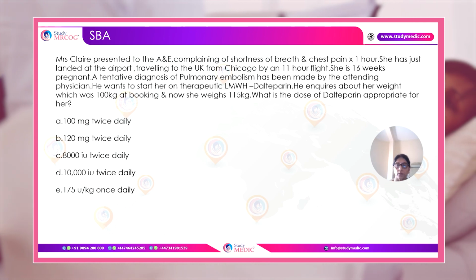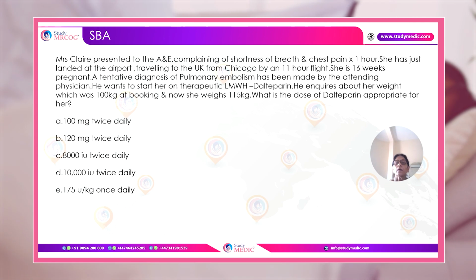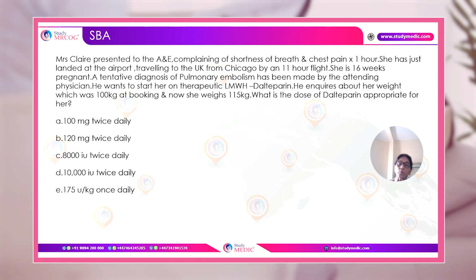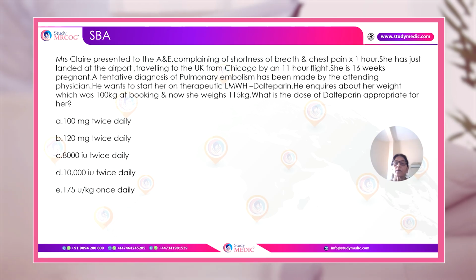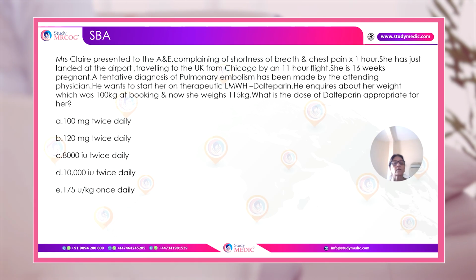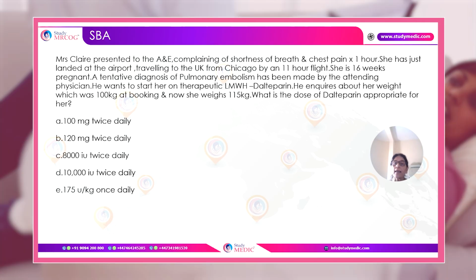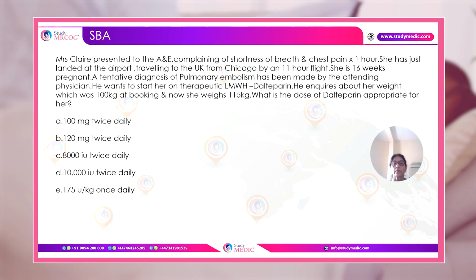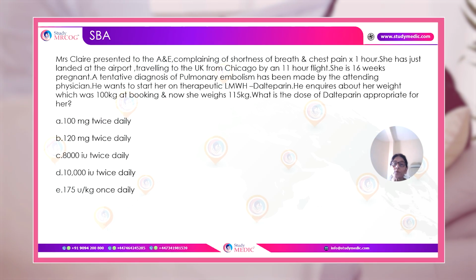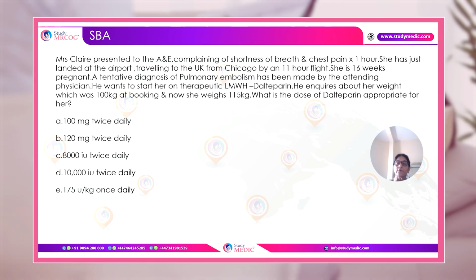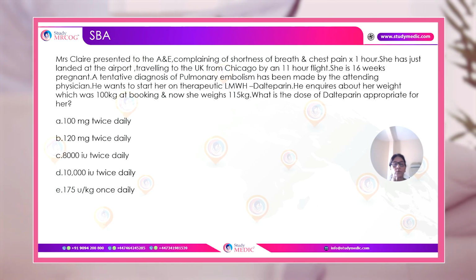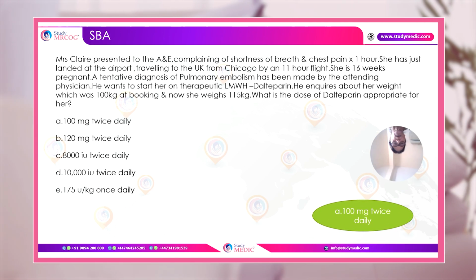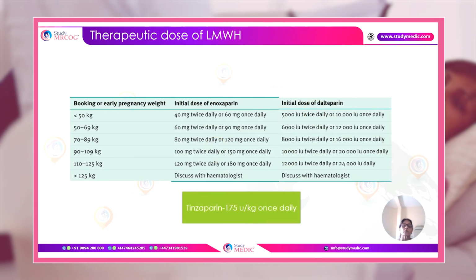So a woman who has presented with signs and symptoms of pulmonary embolism is weighing 100 kgs at booking. Now her weight is 115. So you will consider her weight as 100 kg and then calculate the dose, they have asked here the dose of dalteparin, and remember here now it is the therapeutic dose. Therapeutic dose is something which is different from the thromboprophylactic dose. So for her she needs 100 milligram twice daily.